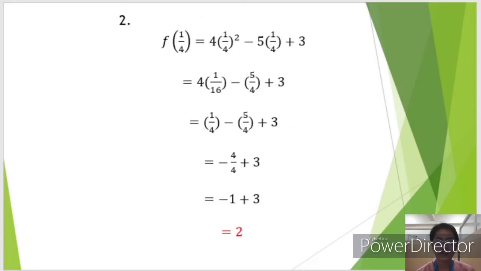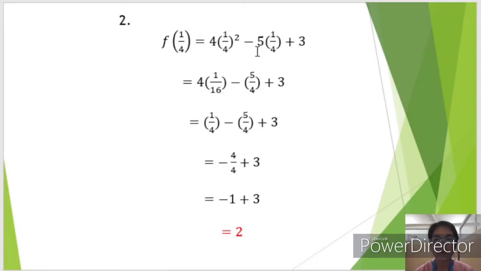Next, we have f of 1/4. Okay, next for number 2, we have f of 1/4. So f of 1/4 is equal to 4 times 1/4 squared minus 5 times 1/4 plus 3. So, dito, evaluate muna natin si exponent. So, 1/4 squared is 1/4 times 1/4, not 1/4 times 2. Okay po. So, 1/4 times 1/4 is equal to 1 over 16. Next, minus 5 times 1/4.